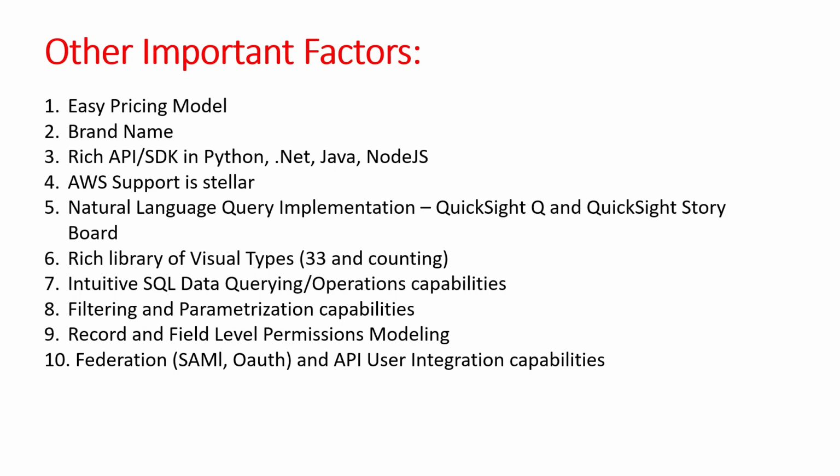And finally, a good BI tool should have seamless federation and API user integration capabilities. For example, you have a user that is working within the context of your application using a set of credentials pertinent to just that application. You should not have a separate pair of credentials to log into the BI application. You should be able to use the credentials from your native application and seamlessly transition in and out of the BI tool. And AWS QuickSight provides federation capabilities with almost all major identity providers.